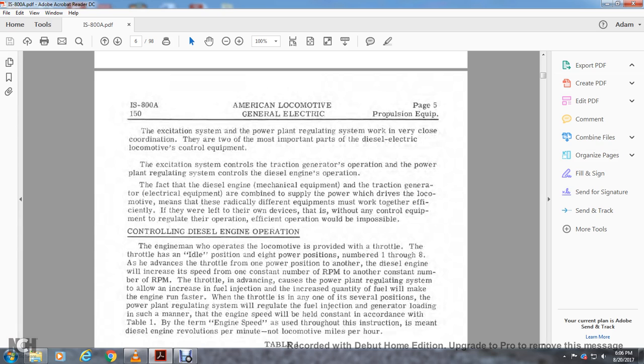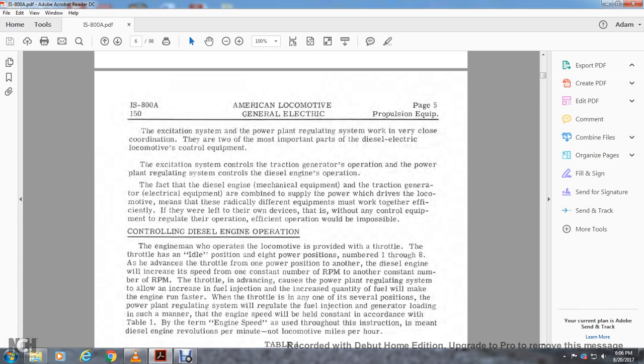Controlling the diesel engine operation: the engineman who operates the locomotive is provided with a throttle. The throttle has an idle position and 8 power positions numbered 1 through 8. As the throttle advances from one power position to the next, the diesel engine will increase its speed from one constant number of RPM to another constant number of RPM. Each throttle advance causes the power plant regulation system to allow an increase in fuel injection, and an increase in the quantity of fuel will make the engine run faster. With the throttle in any one of the positions, the power plant regulating system will regulate the fuel injection and generator load in such a manner that the engine speed will be held constant in accordance with table 1.